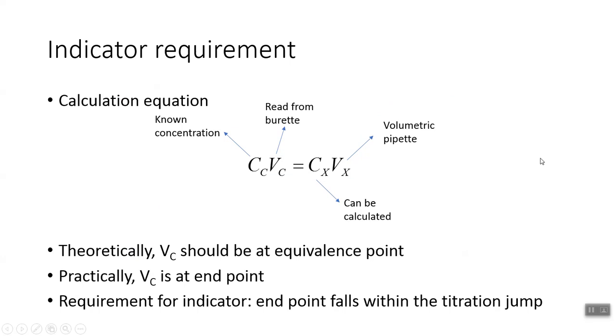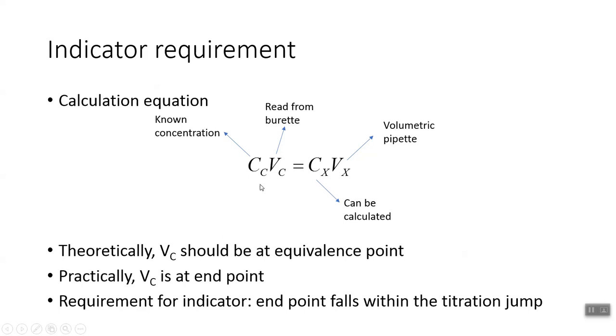So what is the requirement for the indicator? Look again at the calculation equation, CC/VC equals CX/VX. The VX of the unknown concentration solution is measured by the pipette, so we already know the volume. For the standard solution, we already know the concentration CC, and the volume of the standard solution, VC, we read from the burette, the consumed amount. So from this equation we can calculate CX.